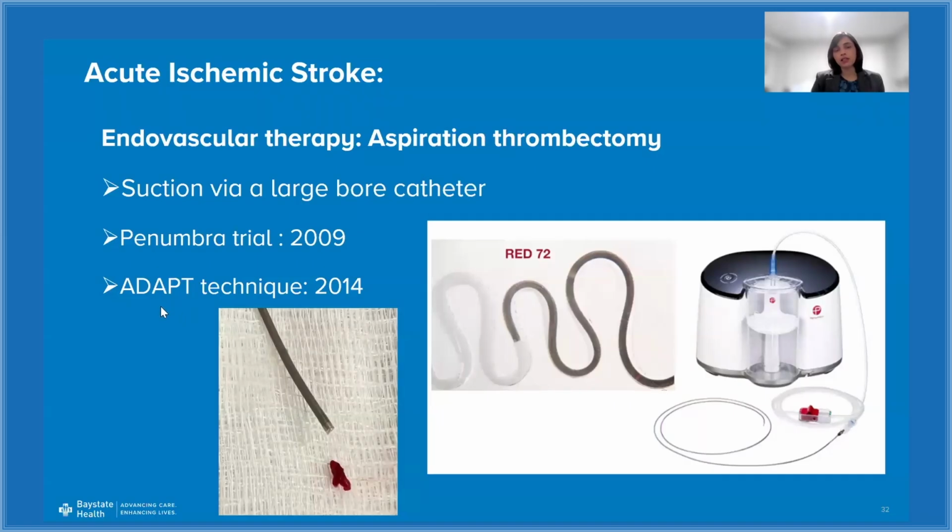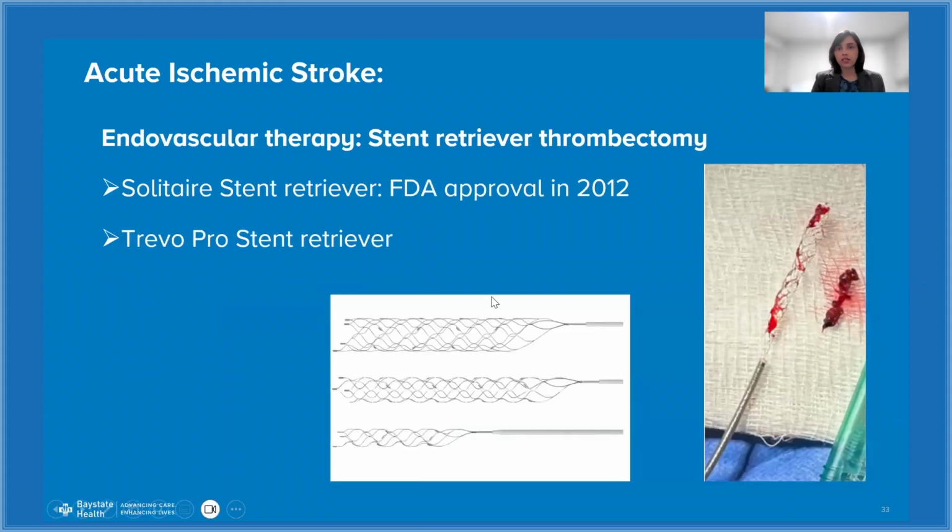The ADAPT technique is the name of this direct aspiration technique that was studied. And good results were seen, although the trials did not turn positive until 2015. And then we looked at the stent retriever, which was shown in the video. The Solitaire stent retriever was the first one that was approved in 2012. The Trevo, again, is a second company's stent retriever, which you're seeing in this picture. And here you can see a clot retrieved from a patient by use of the stent retriever.